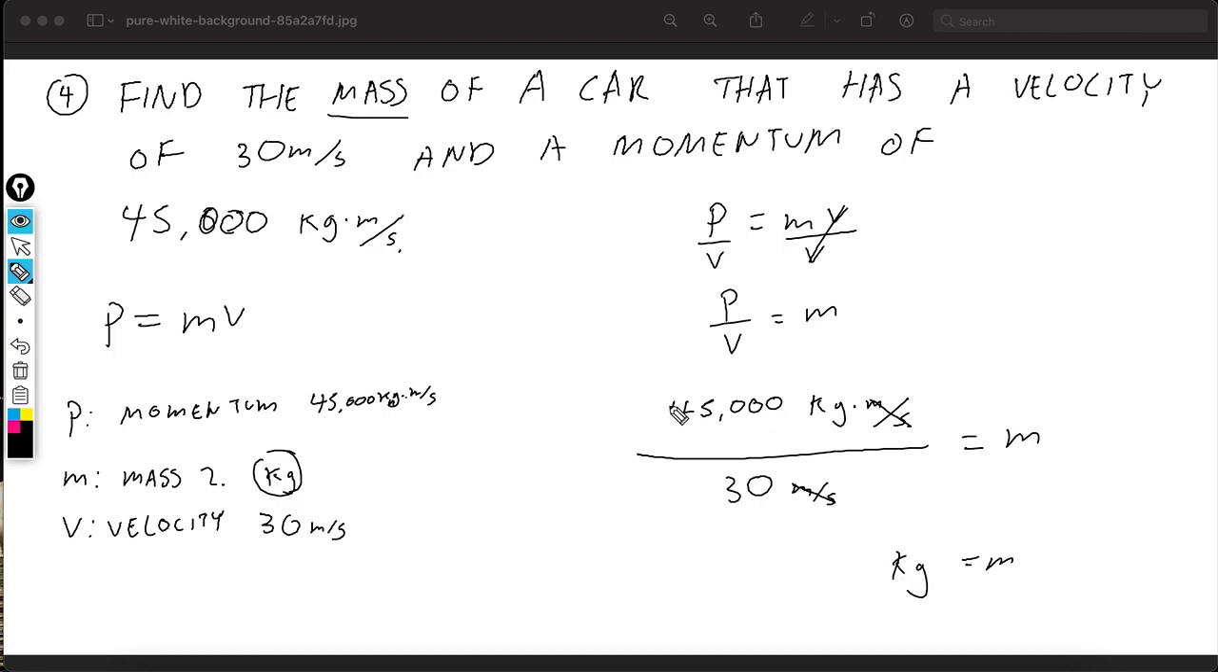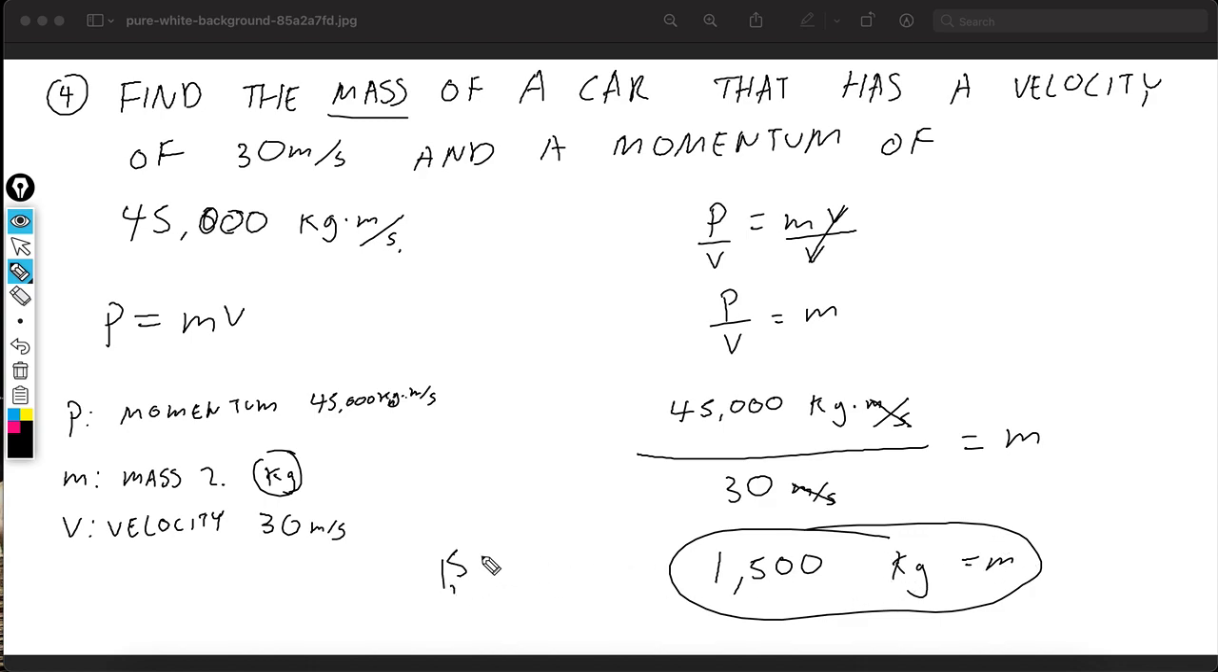Got that part answered. Now, what is 45,000 divided by 30? I did the calculation already. You could do it on your phone too. 1,500 kilograms. That's it. I know I wrote it pretty far out, but basically, yeah. So it's 1,500 kg is equal to the mass. Sorry, I just wrote it really far there, just in case that confused you. And that is how you solve that.